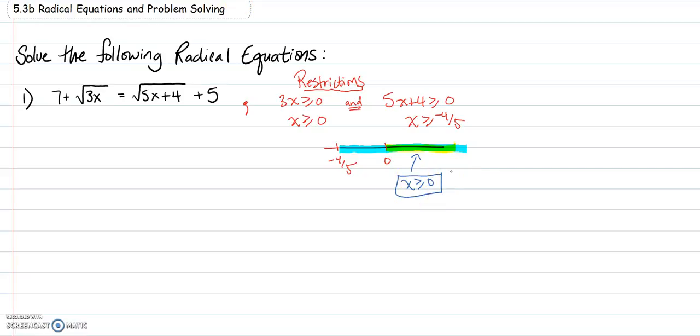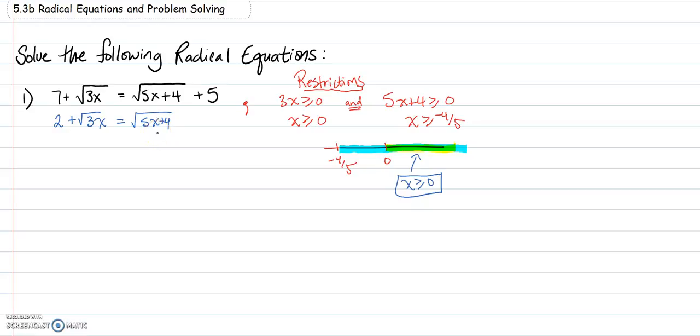So now when we go to solve it, we have two radicals. They are isolated, but if I was to square the left side and square the right side, I would have radicals on both sides still because of the foiling, the expanding, the squaring of the binomials. So if I can, I would like to only have one radical in the next step. So I'm going to subtract 5 from both sides and get 2 plus root 3x equals root 5x plus 4.